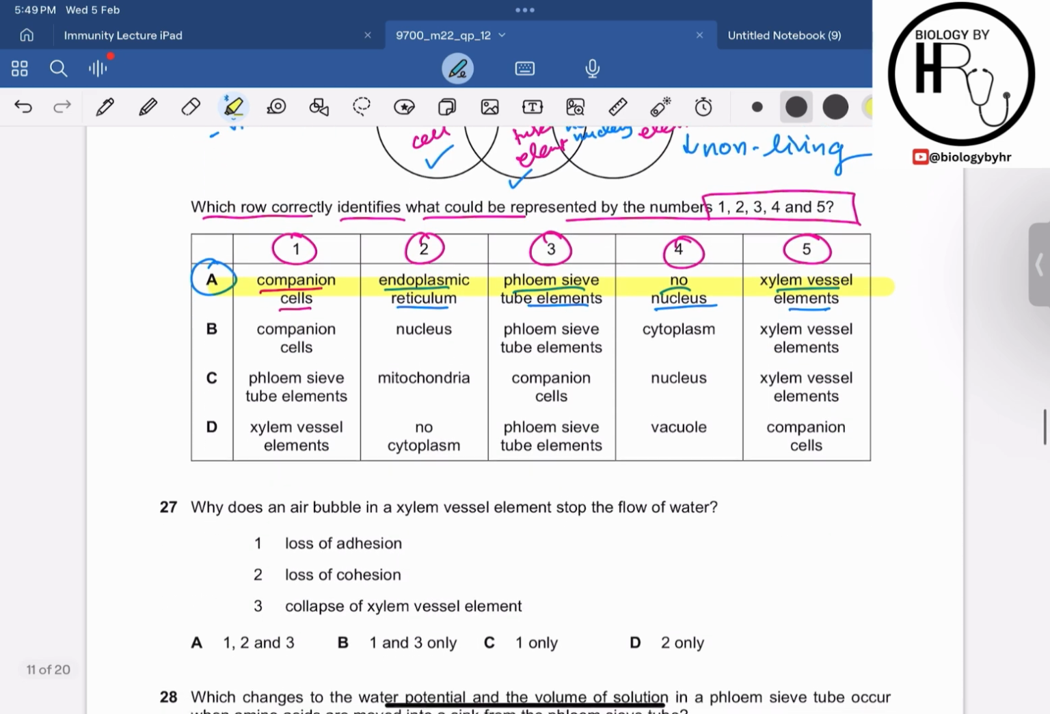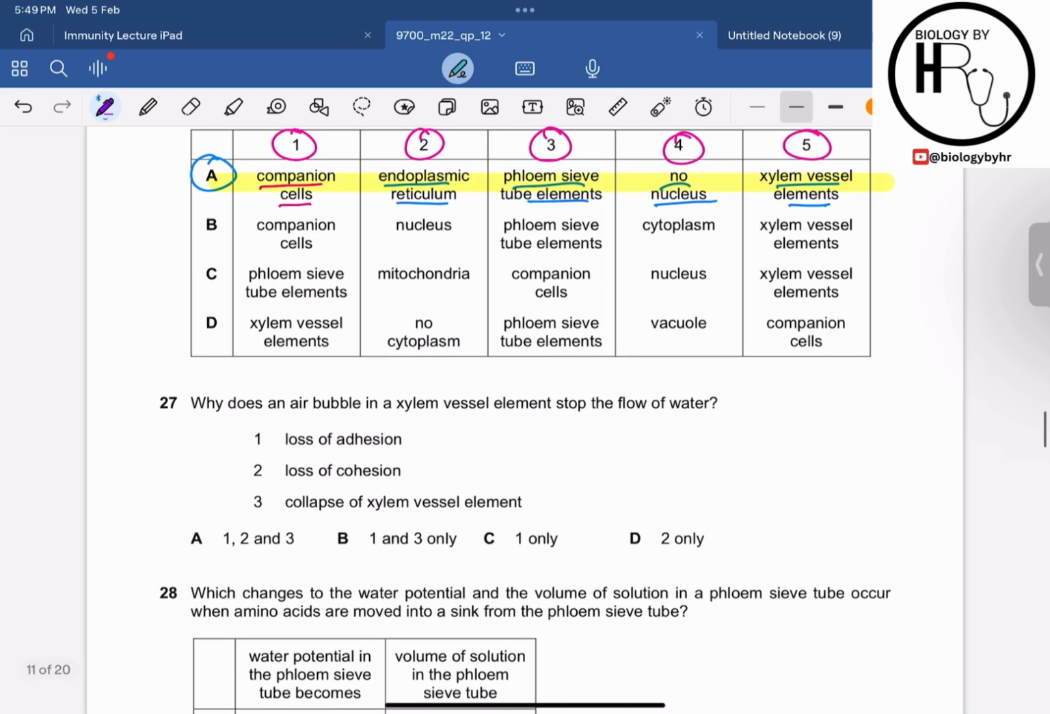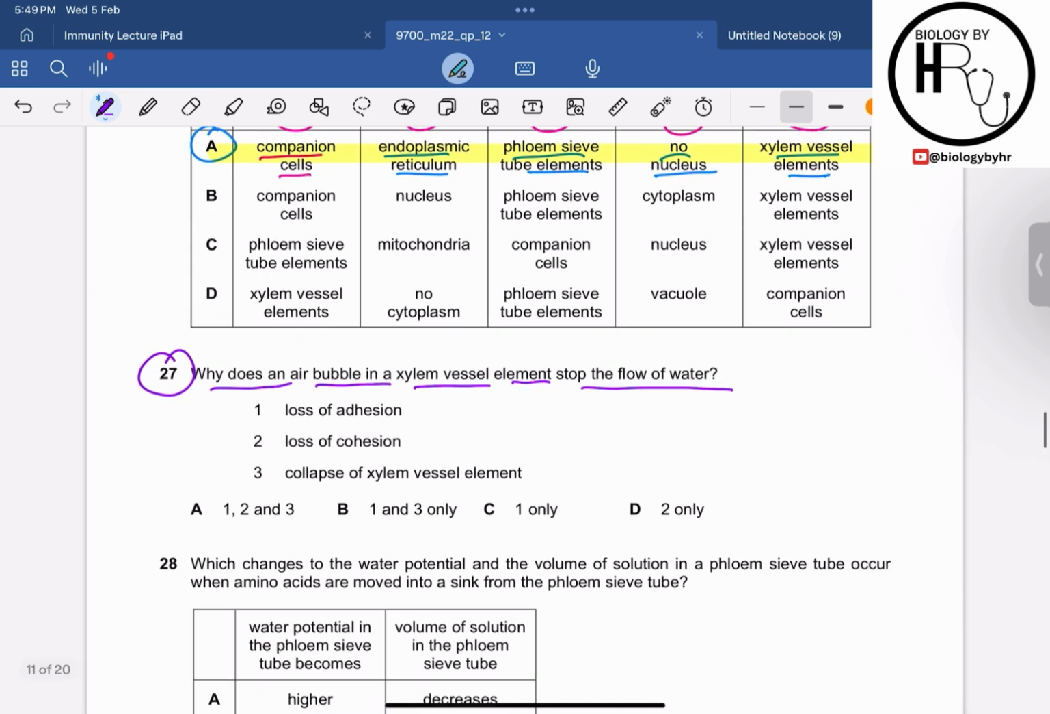Now let's move on to question 27. Question 27 says, why does an air bubble in the xylem vessel element stop the flow of the water? Statement 1 is the loss of adhesion, 2 is the loss of cohesion, 3 is the collapse of xylem vessel elements. Adhesion is between the water molecule and the wall of the xylem vessel, the lignified wall of the xylem vessel.